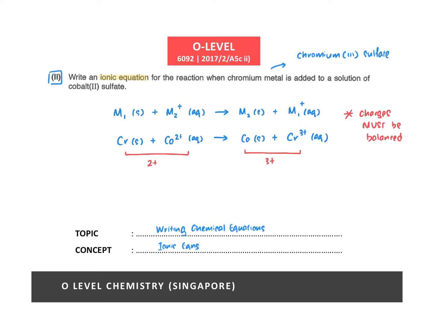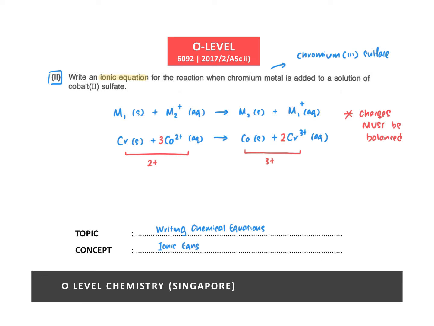So how then do we balance the charges? Is to find the lowest common multiple for the charge. In this case, it will be 6. So we need to make sure that the total charge on the left and on the right is equal to 6. So how do we get a charge of 6 plus? We need to put a 3 in front of cobalt, as well as a 2 in front of chromium ions. Once you have done that, we would have 6 plus on the left and 6 plus on the right. So the charges are balanced.